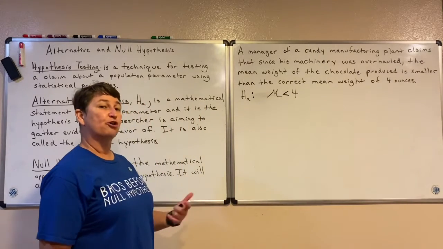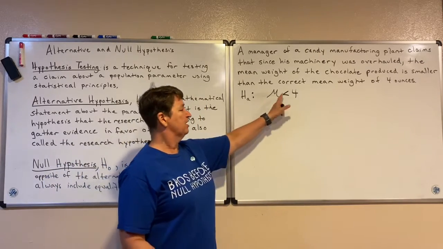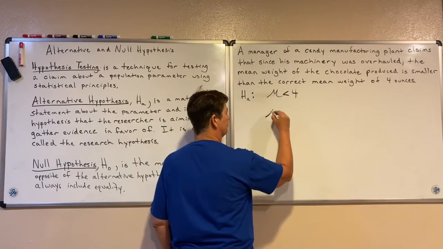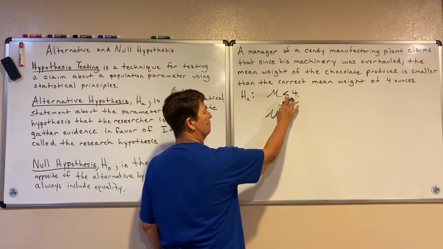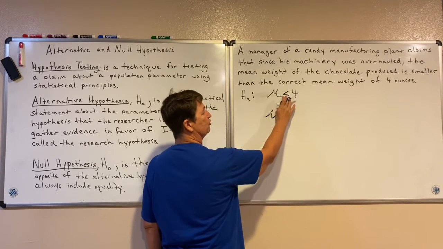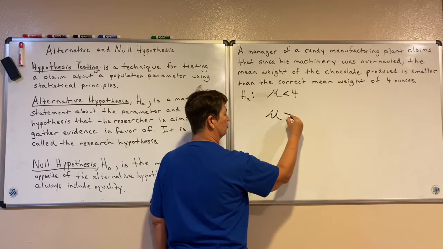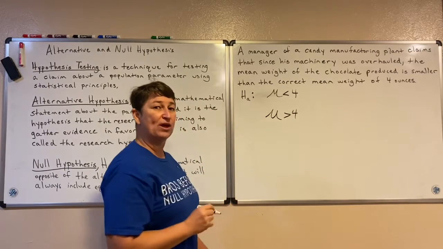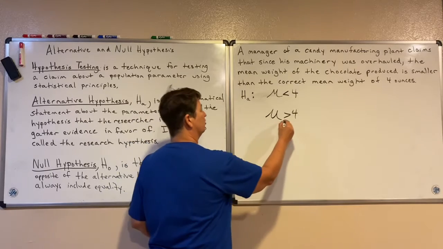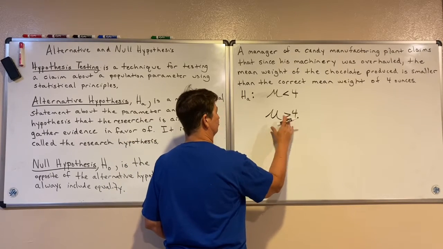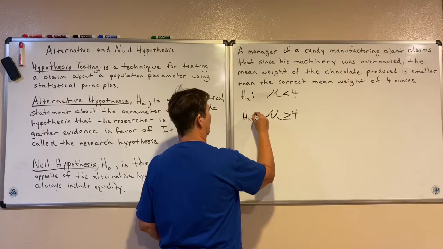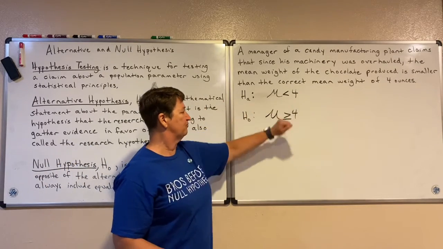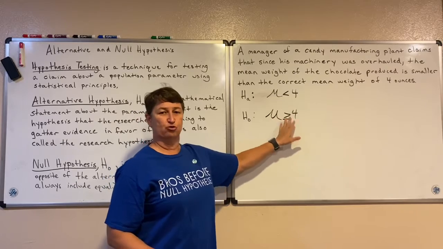Well, if his alternative hypothesis is that the mean is less than 4 ounces, then your null hypothesis just takes that and it's the mathematical opposite. So instead of being less than, it's going to be greater than 4. And the null hypothesis always includes the equality. So it's greater than or equal to 4. So here's our null hypothesis. Our alternative is that it's less than 4, and the null is that it's greater than or equal to 4.